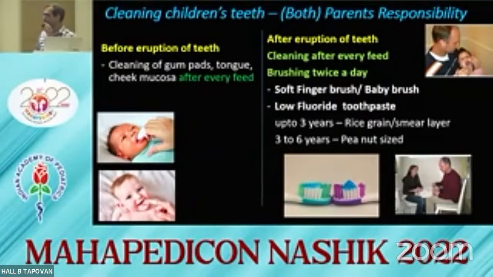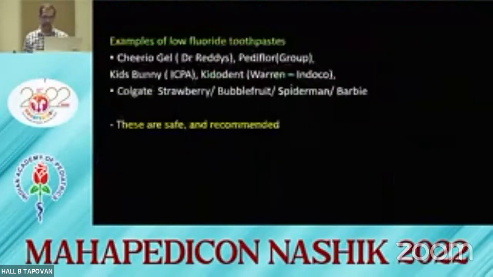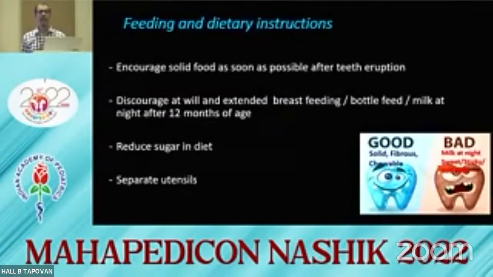How much toothpaste should be used? A smear layer for children under the age of 3 years, and a peanut-sized amount of toothpaste for children between 3 to 6 years. The low fluoride pastes which are available are Cheerio Gel, Pits Bunny, Pediflor, Kidodent, Colgate Strawberry, Bubble Fruit, Spider-Man, Barbie. All of them are low fluoride containing toothpastes. They are safe and they are recommended in a country where no fluoridation of water is done by the government authorities.